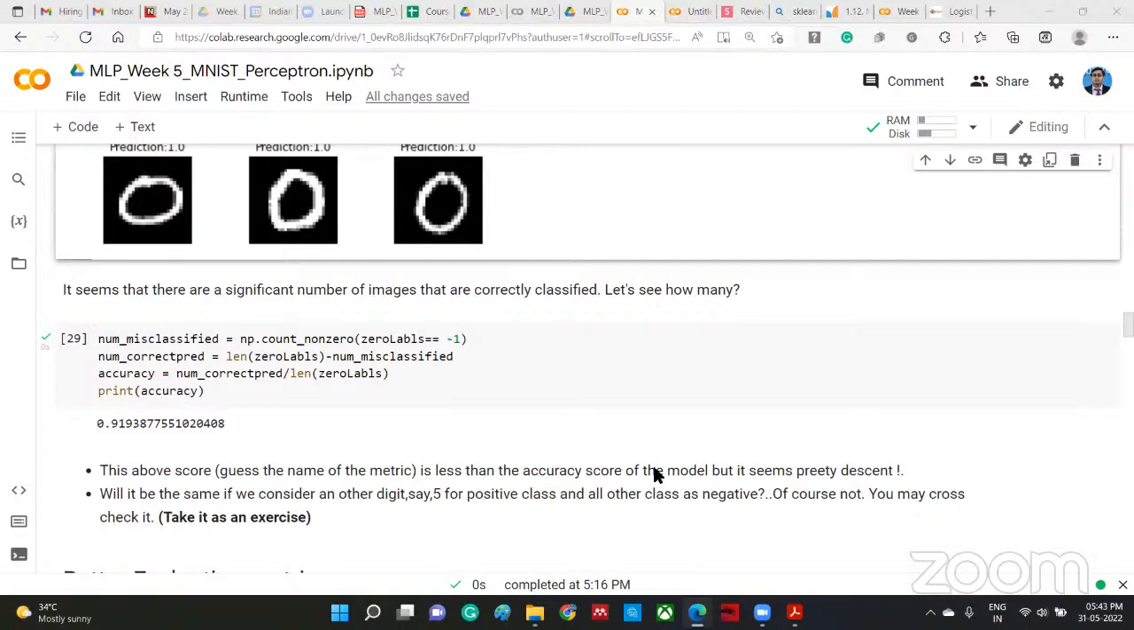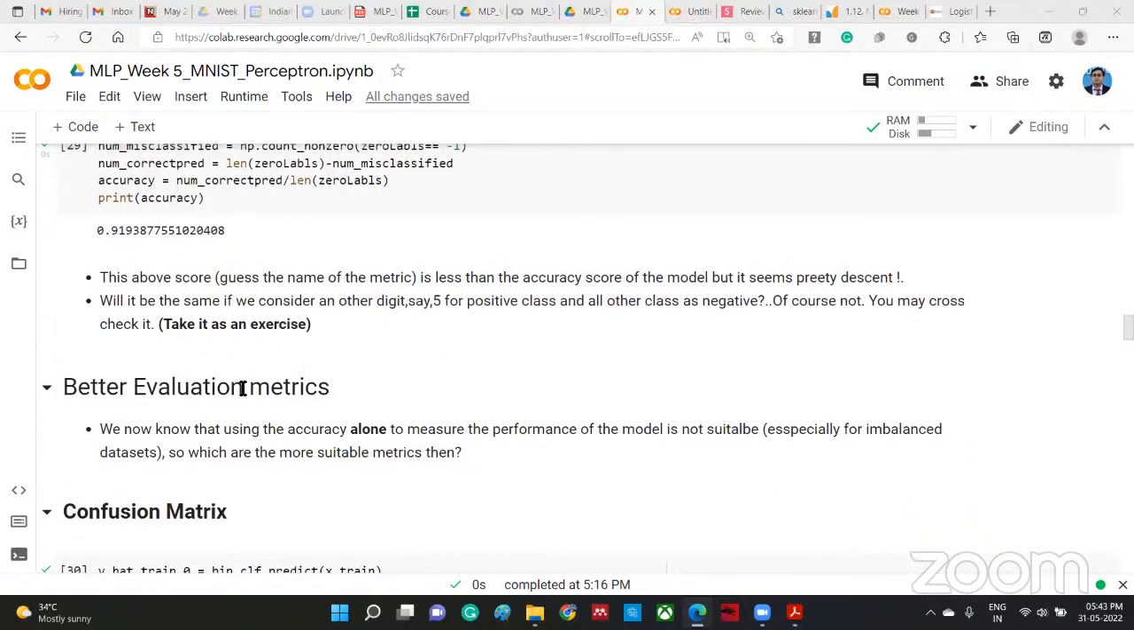Now if we consider another digit, say 5 for the positive class and all other classes negative, will it be the same accuracy? Here we have taken 0 as the correct classification, and in the other case all non-zero numbers were negative. But if we take 5, then we may not get the same accuracy, right? So you can try and check that as well if possible.